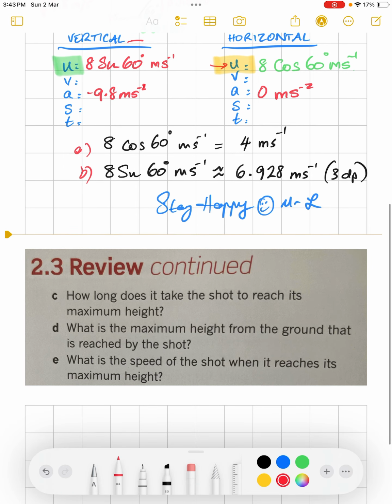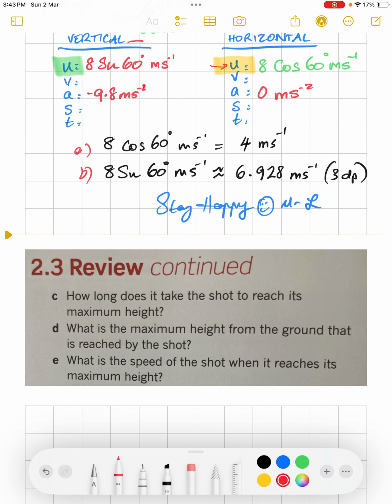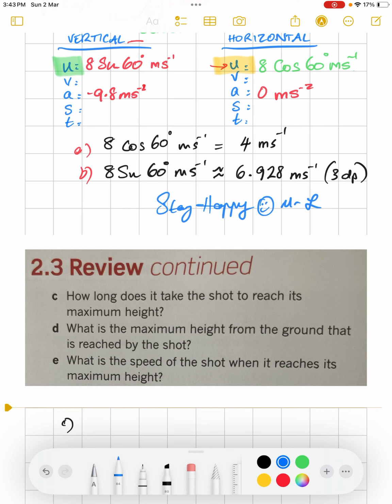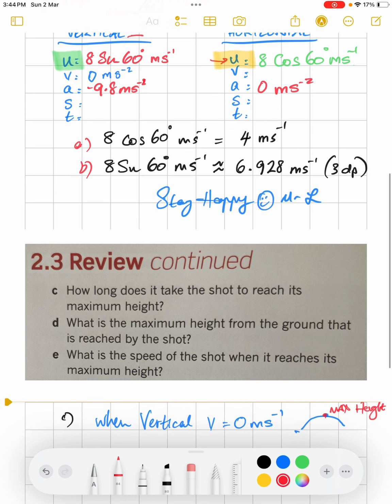But let's look at part C. It says, how long does it take the shot to reach its maximum height? Well, its maximum height happens when its vertical speed is 0 meters per second. So that's when we reach its maximum height. So I'll just put here, when vertical velocity is equal to 0, it will be at the top of its path, its maximum height. And so let's find T.